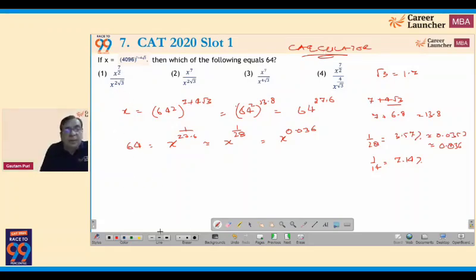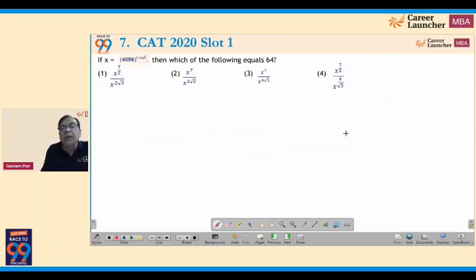What is choice 1? Let me just erase this. So we have calculated that 64 is equal to this. What we are looking for is 64 equal to x to power 0.036. Now let's look at the choices. What is 7 by 2? 3.5. And what is 2 root 3? Root 3 is 1.7 into 2, 3.4. 1.73, I'm being a little exact now. 1.73 into 2, 3.46. So this is nothing but x to power 3.5 minus 3.46, which is x to power 0.04.